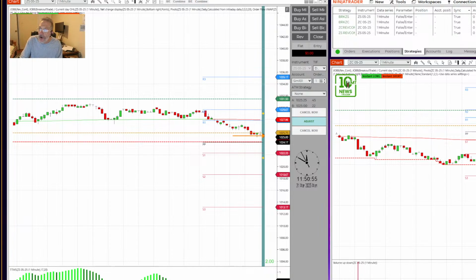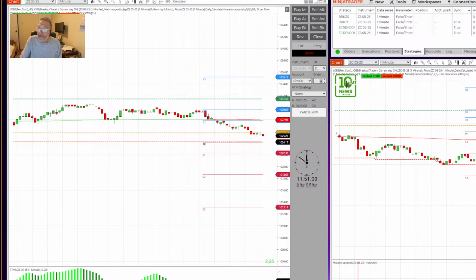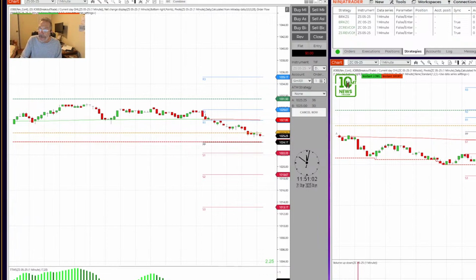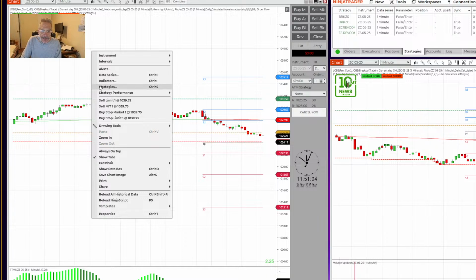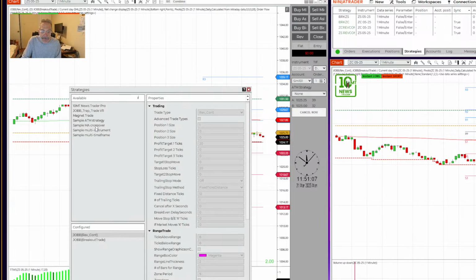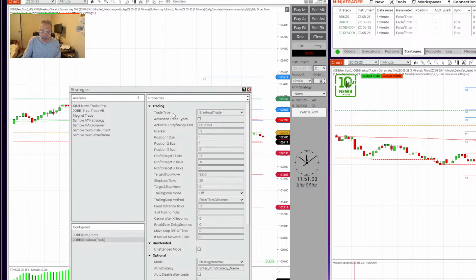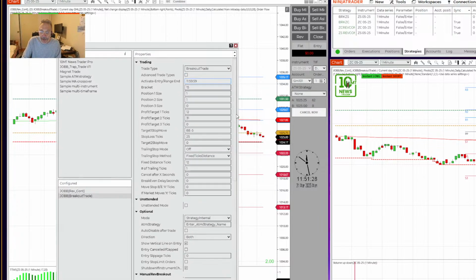I'm going to turn off my ZS breakout for a moment. And I'm going to put it on the correct account with the correct time. So I'm going to highlight the breakout trade. 11:59 is East Coast time. If you're in California time, you're not going to be 11. You're going to be 8. 59:59. And then I'm going to make sure I put it on the correct account.